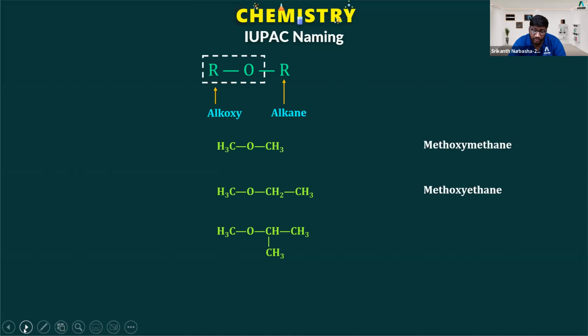CH3OCH(CH3)CH3. What is the name here? We have to give the numbering. This is a long chain, 1, 2, 3 carbons. On the second position you have OCH3, that is methoxy. So 2-methoxy propane. Yes or no? 3 carbons are the long chain, so propane. So 2-methoxypropane is going to be the correct name.